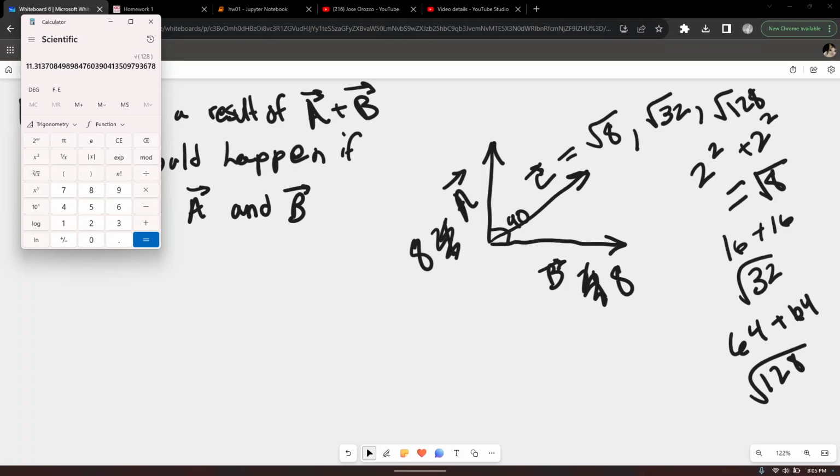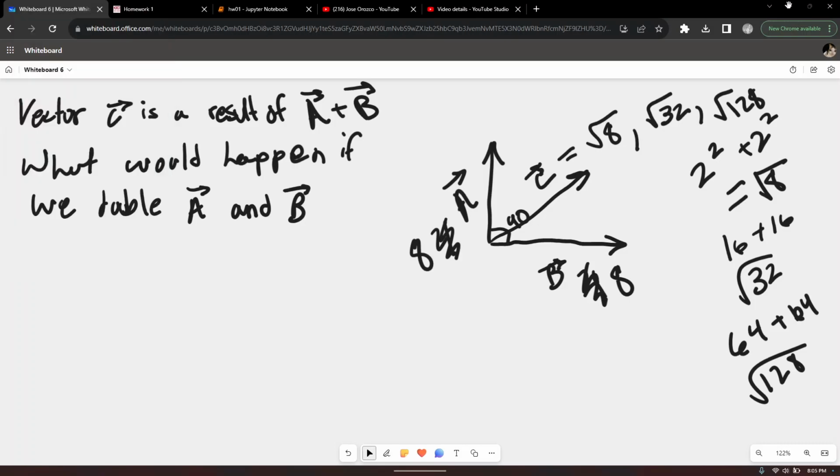So what is this telling us? This tells us that vector C goes up by a factor of 2 each time we double vectors A and B.